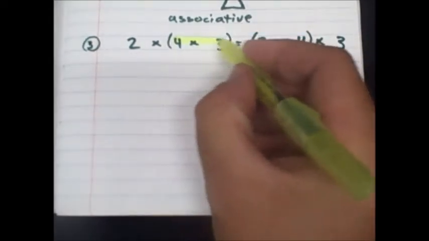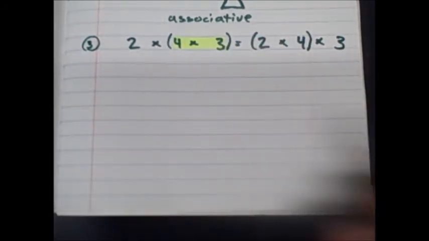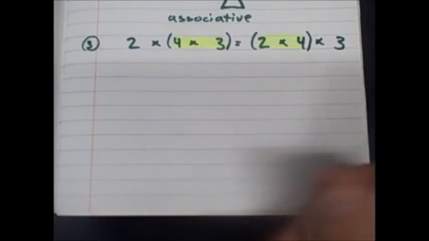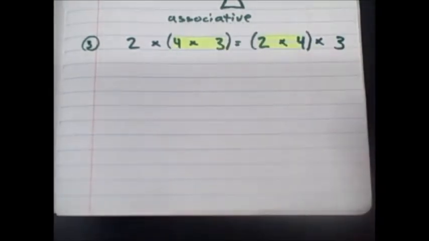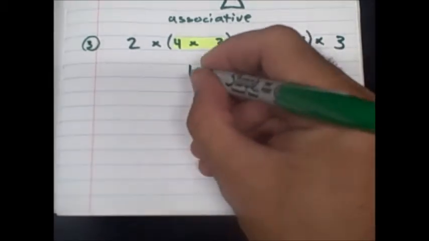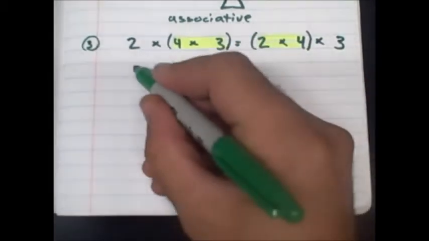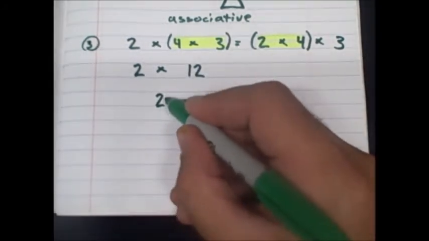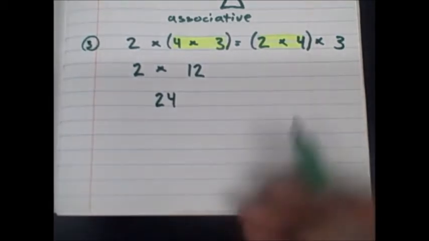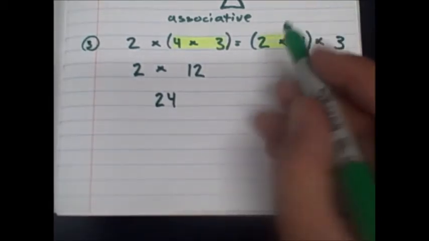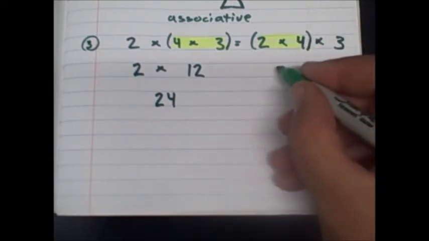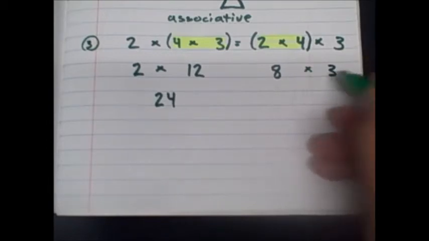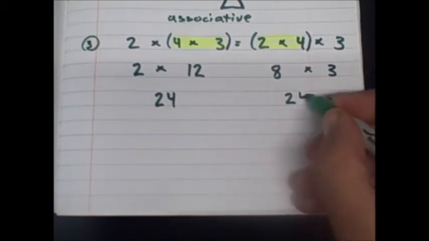So on the left, we do what's in the parentheses first. And over on the right, we do what's in the parentheses first. So once I've looked at that, I say, what's the product of 4 and 3? Well, of course, it's 12. And I'm left with the 2 times 12. And of course, we all know that that is 24. Over on the right, I'm going to do the parentheses first. And in this case, it's 2 times 4, which is 8. And I'm left with 8 times 3, which of course is 24.